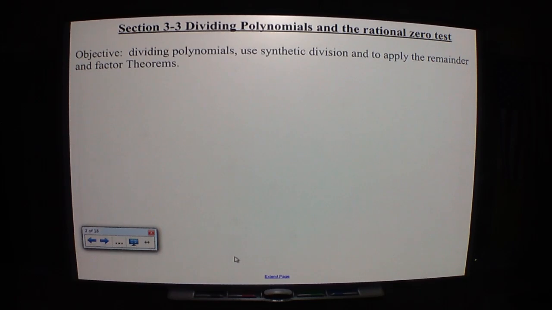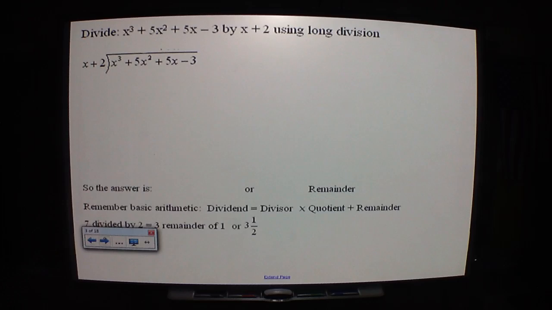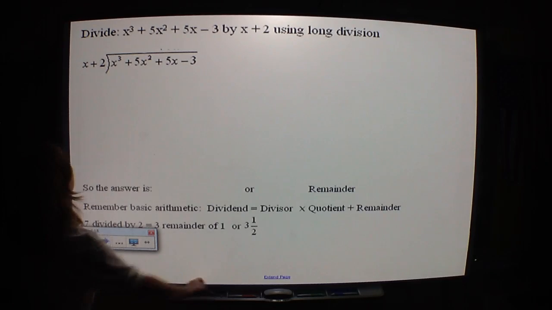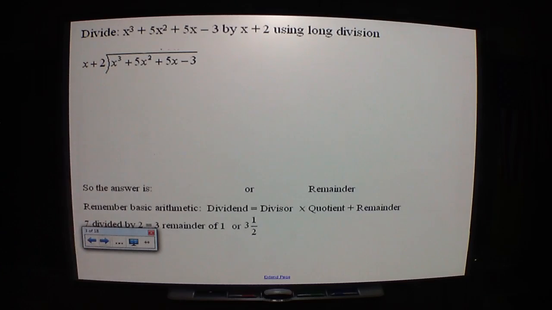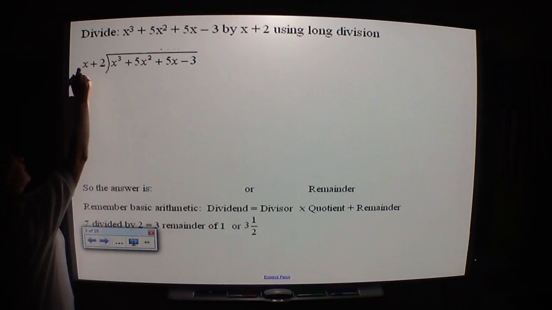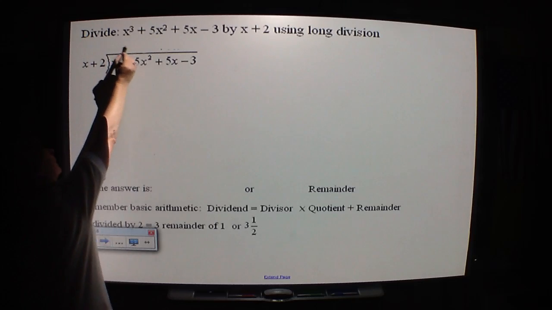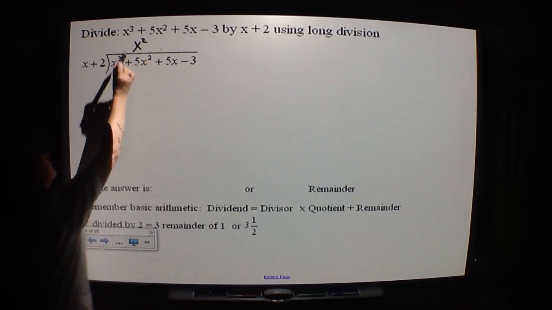In this section, we're going to divide polynomials and use the rational zero test. Long division. Like in elementary school, there's my long division sign. And it's really just like you did in elementary school, except with variables. How many times does x go into x cubed? Or what times x equals x cubed? And I hope you know that it's x squared.